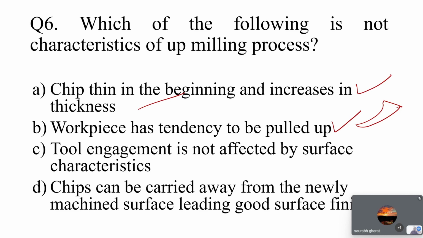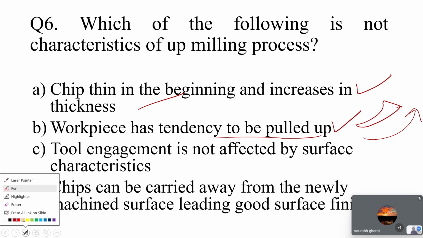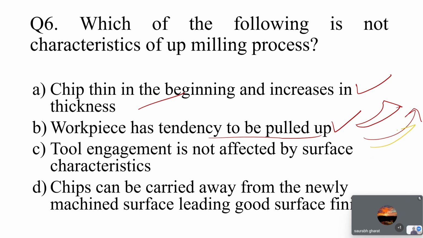You are doing up milling. In up milling, with this kind of chip, an upward force is applied, so it has a tendency to pull the workpiece. Exactly in the way the chip is shown, the material may be pulled, so clamping is required.